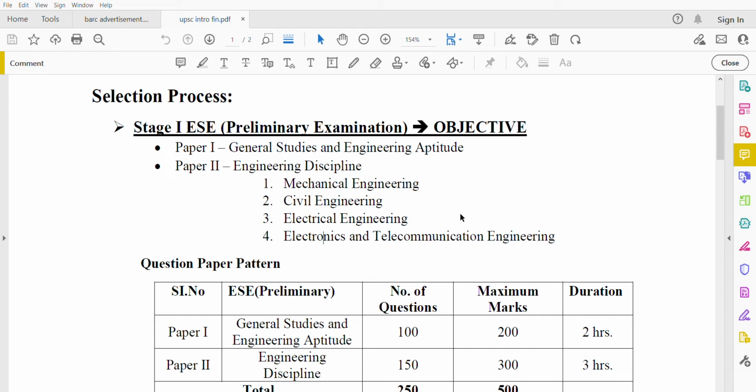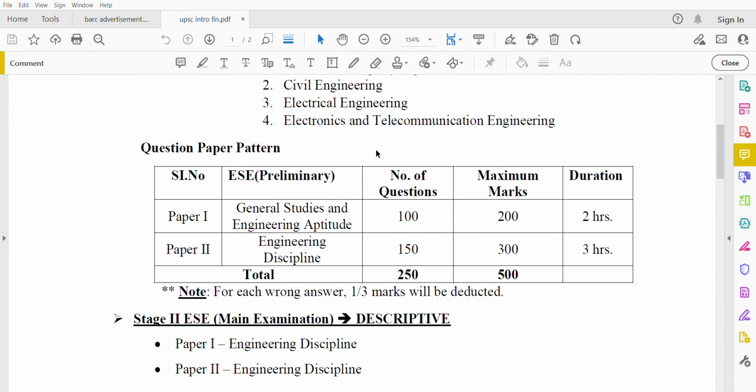Those who qualified in instrumentation engineering, electronics and instrumentation, or instrumentation and control can opt for electrical or electronics engineering. Those who qualified in mechatronics or aerospace or aeronautical engineering can opt for mechanical engineering. So like that, disciplines are there.